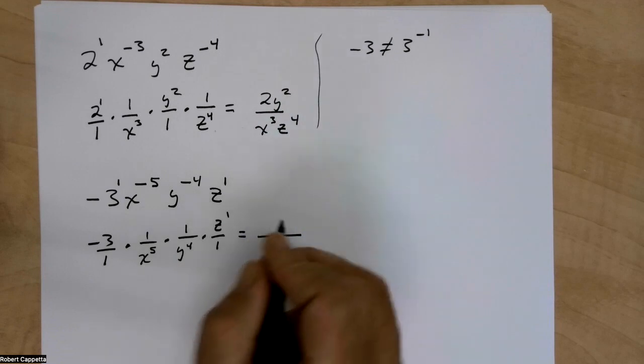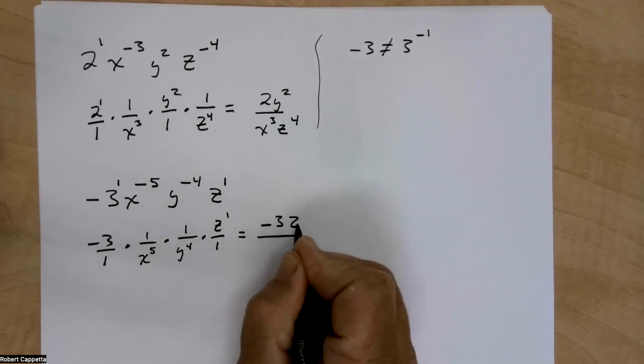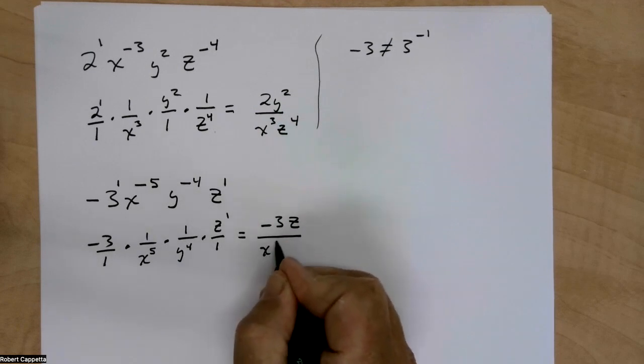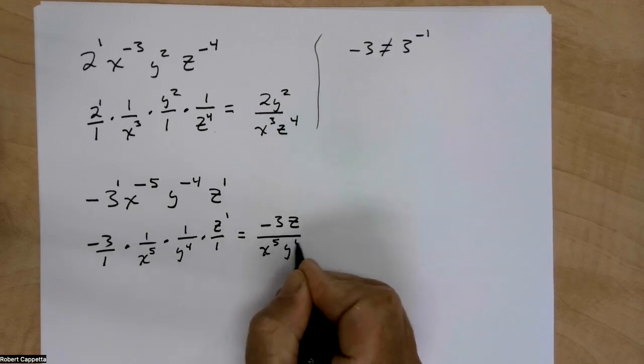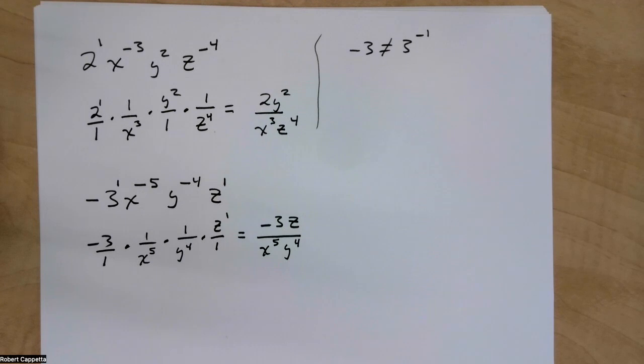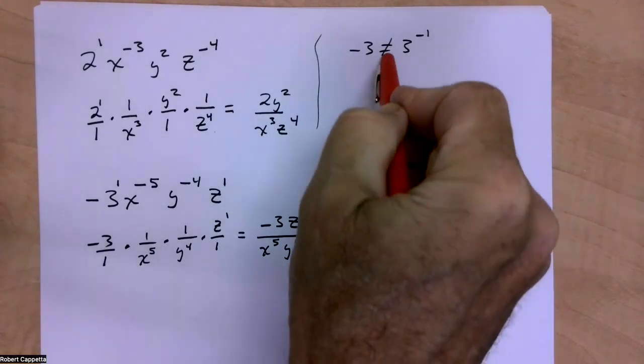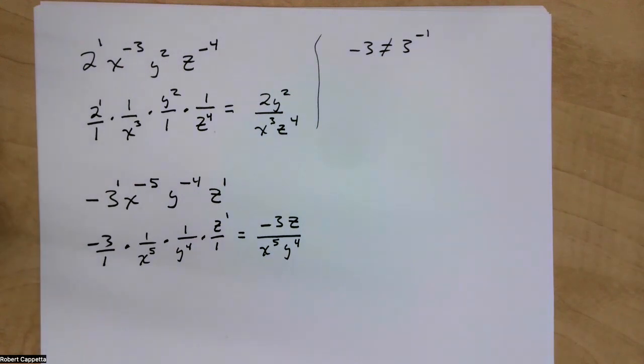Negative 3 times 1 times 1 times z. Negative 3z upstairs, downstairs, 1 times x to the 5th times y to the 4th times 1. Negative 3z over x to the 5th, y to the 4th is how that's going to behave. Again, remember, 3 to the negative 1 does not mean the same thing as negative 3.